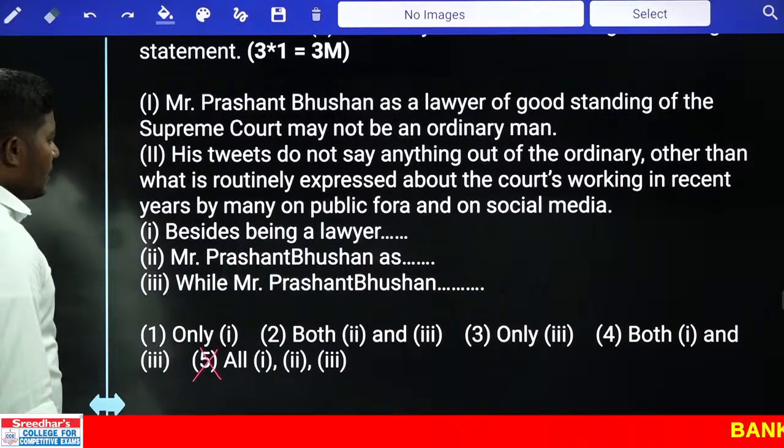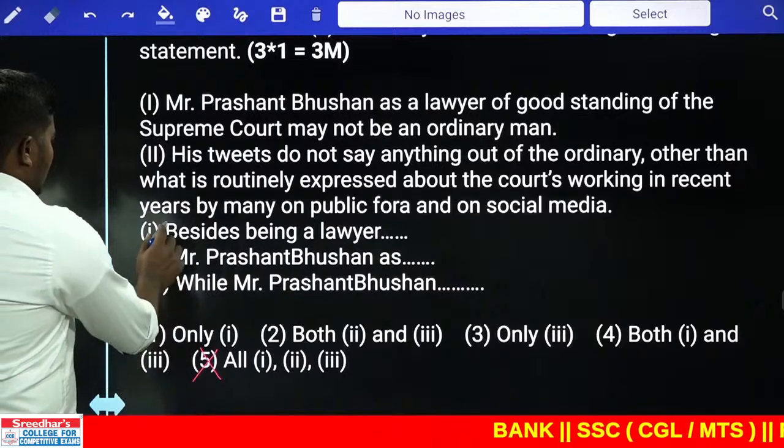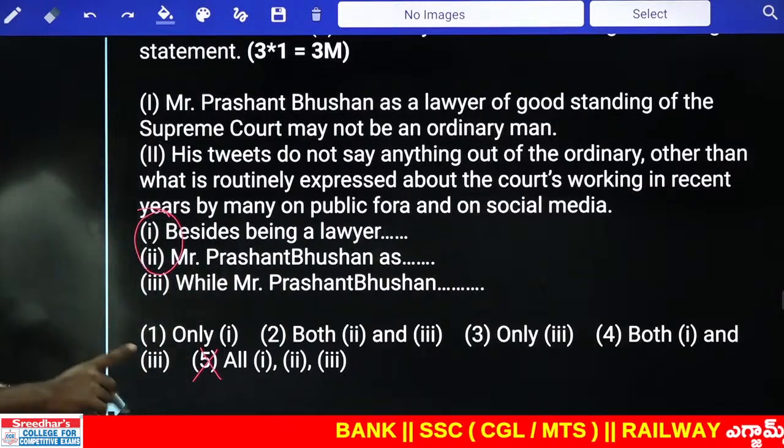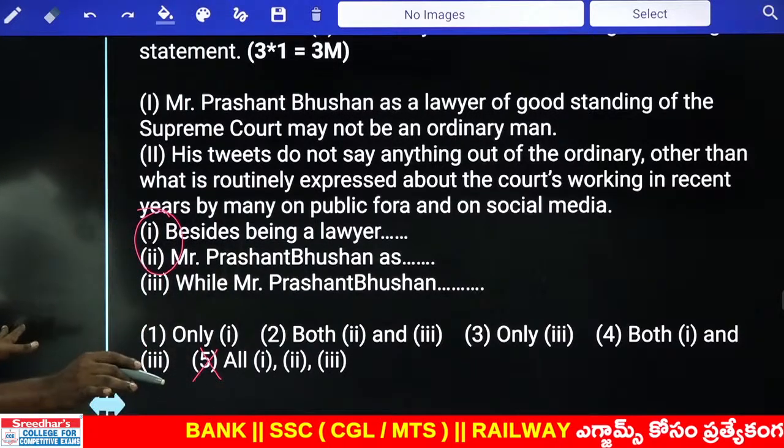Okay, there is a case we can use. There is no 1 and 2 in the options. There is 1 and 3. All three are not possible.